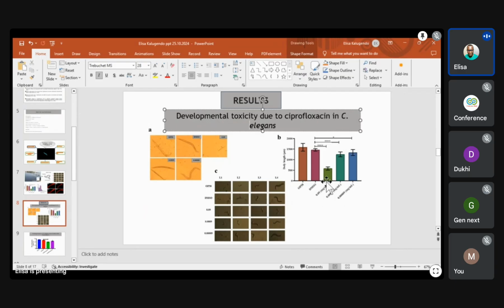We dropped the highest concentration because there was an extreme decline in the body length. We could not go further with this concentration. So we went further with these two concentrations, the lowest and the next lowest, for other parameters.